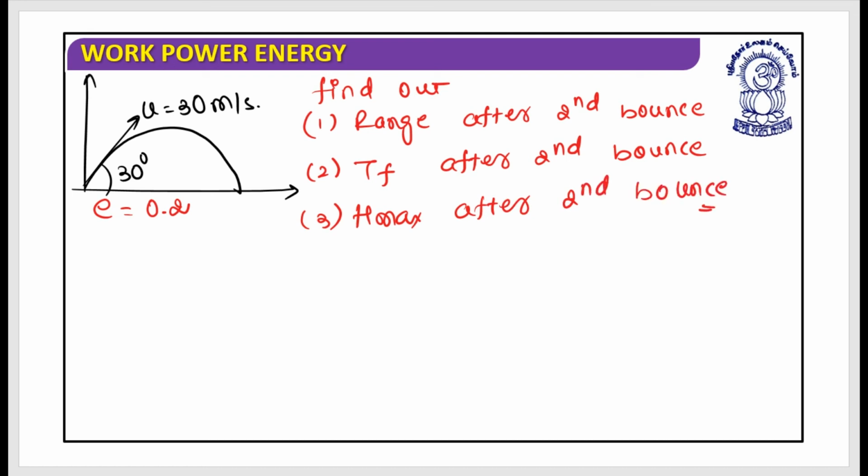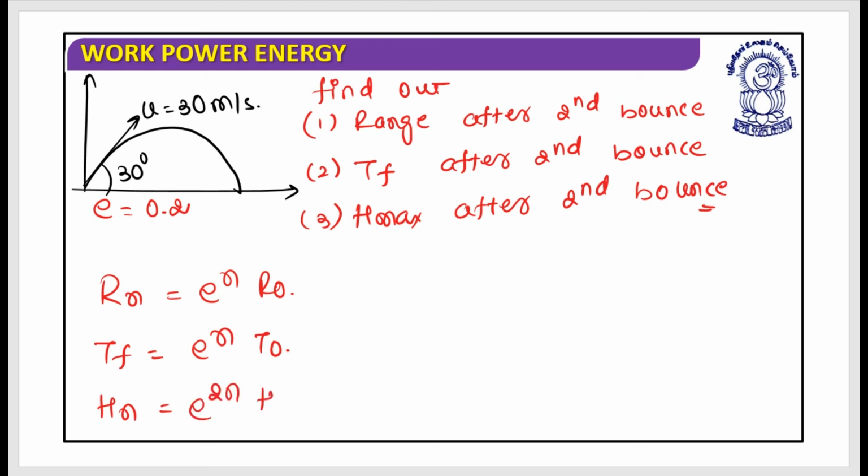So I know that Rn, the range after the nth bounce, would be e to the power n into r naught. Time of flight is again e to the power n into t naught, and h max would be e to the power 2n into h naught. So what you require is the original r naught, t naught, h naught. So let's get it and solve this.